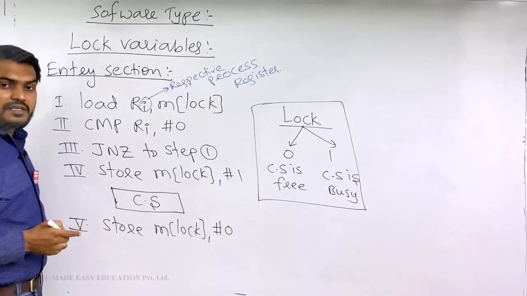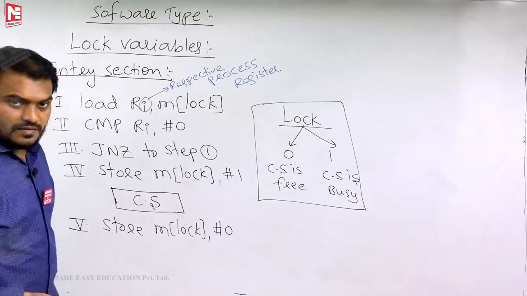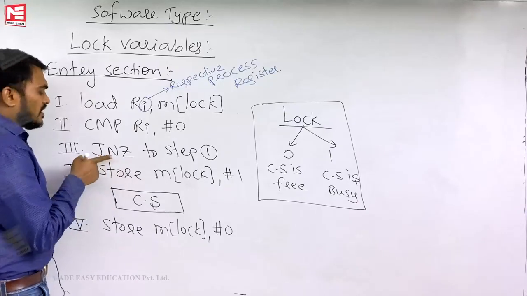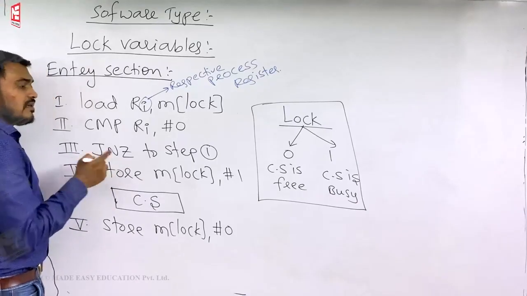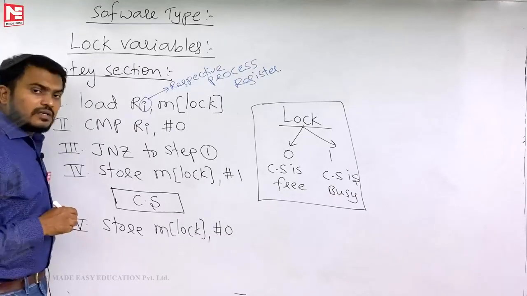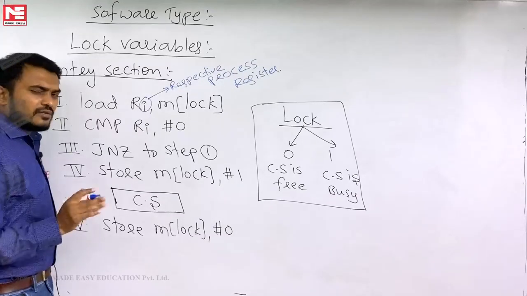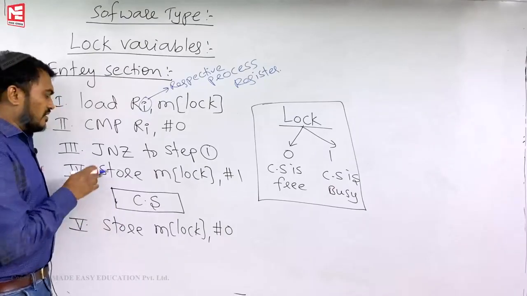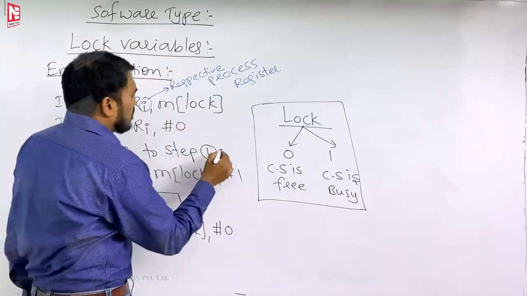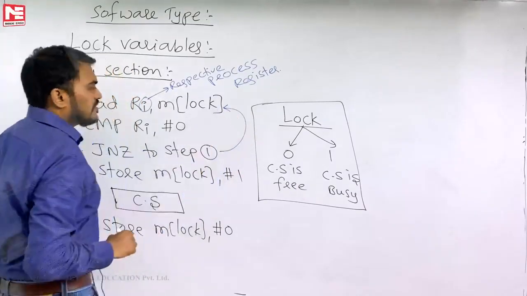You are doing the second instruction, comparing the register value with 0. And next, the third instruction, look here, JNZ. JNZ means jump if it is non-zero. These instructions you will study in computer organization, the basic instruction, no need to worry about that. Understand the meaning. So JNZ, jump if it is non-zero to step 1. So if it is non-zero, you simply jump to step number 1.